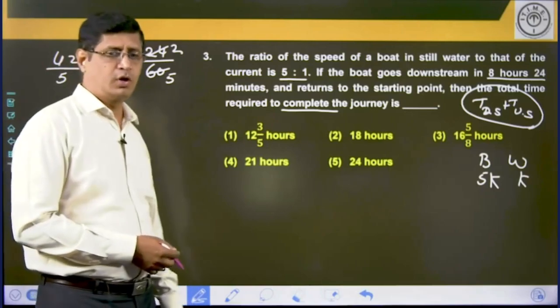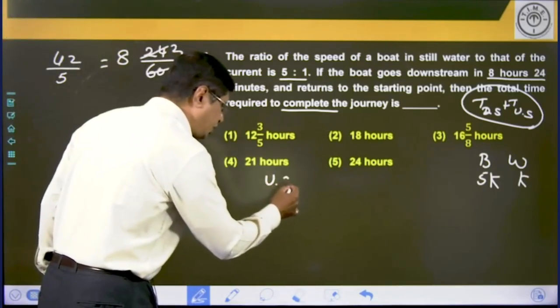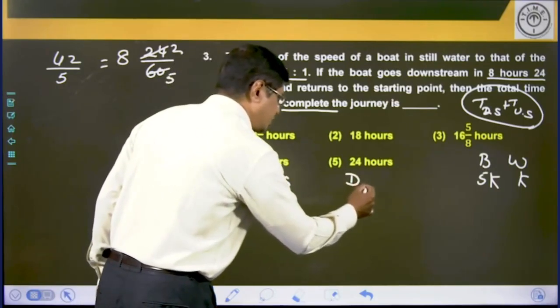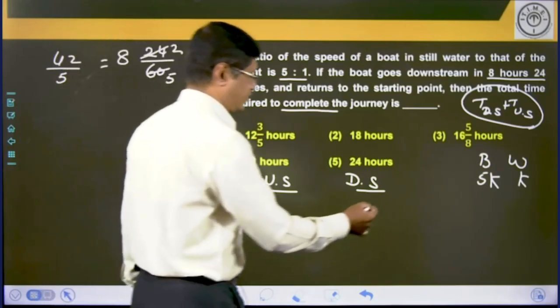S1 T1 is equal to S2 T2. What is the S1? Now look at this one. Upstream and downstream. Dear student, remember one thing. Here distance is a constant.